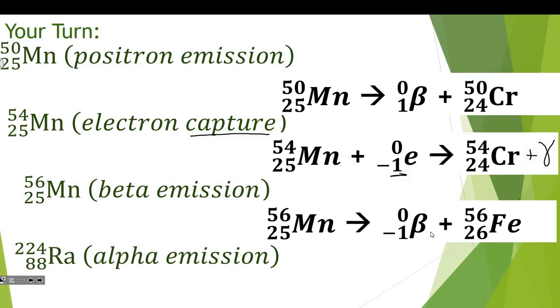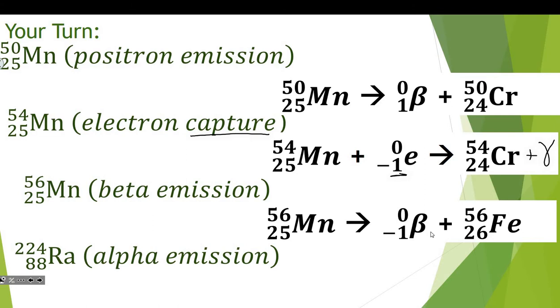And plus something else. So that something else is going to be 56 is equal to 0 plus... 25 is equal to negative 1 plus 26, because 26 minus 1 is 25. So you've got to think backwards a little bit. So that's still 20. It's 26 though. And then 26 up there is Fe.